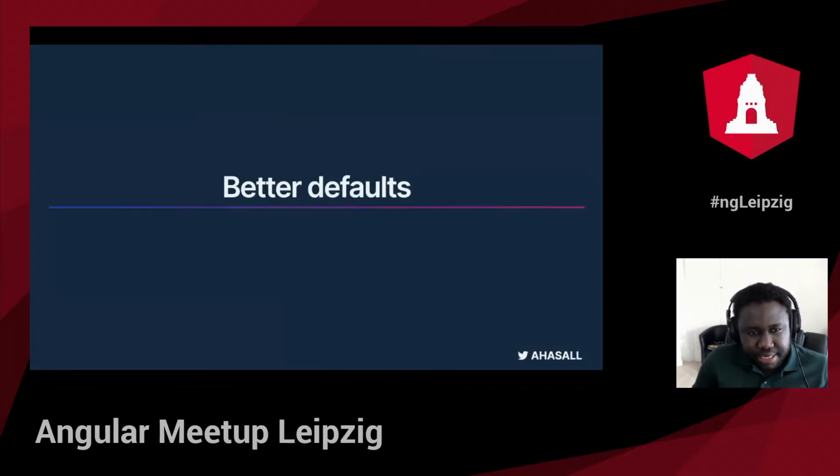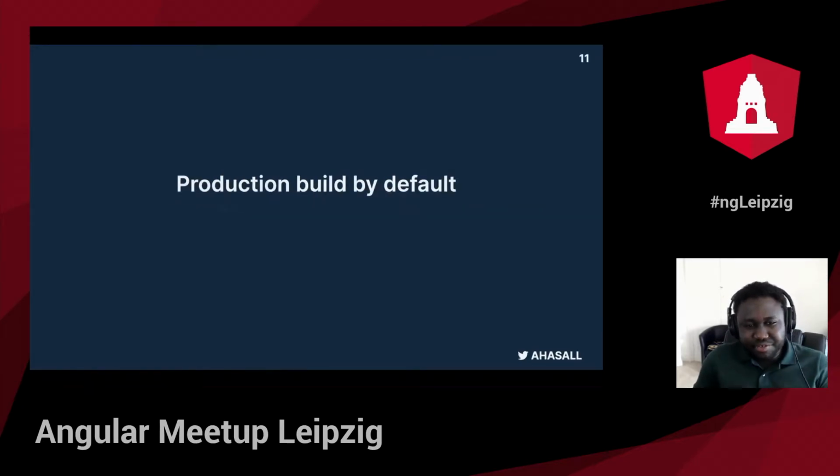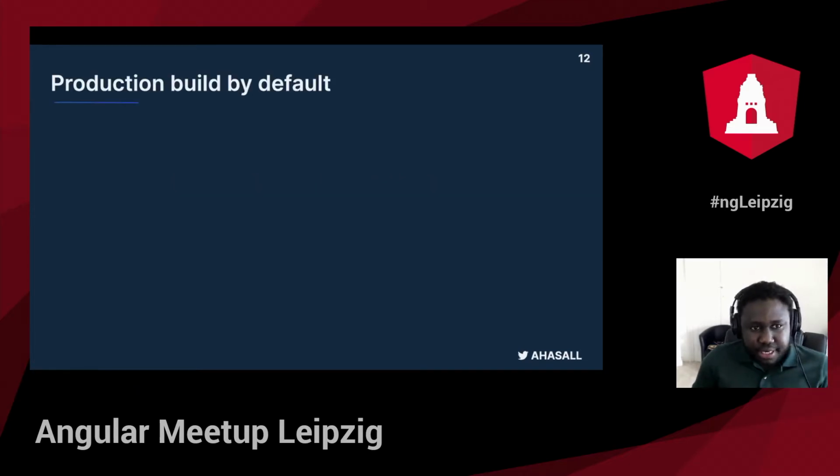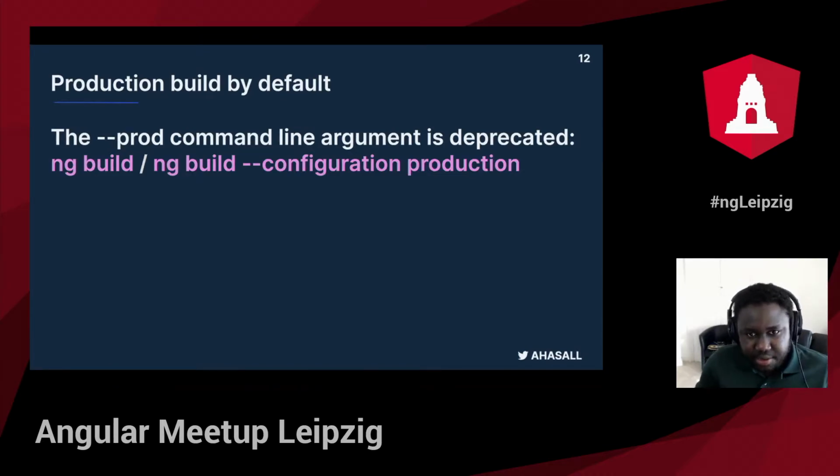Now let's talk about the new defaults and why they are better. One of my favorite changes in the Angular CLI is that now we have production build by default. Before, when you run ng build, it will do a development build which is not very optimized and resulted in huge bundle size. Now, in Angular 12, when you do ng build, you have a production build, and the --prod command line argument is deprecated.